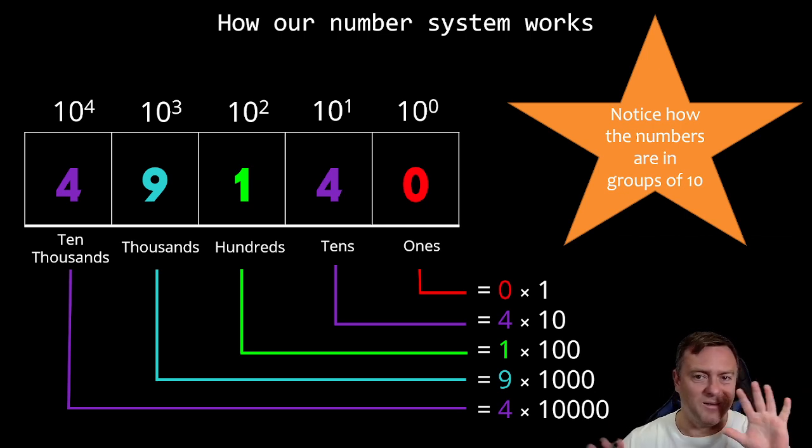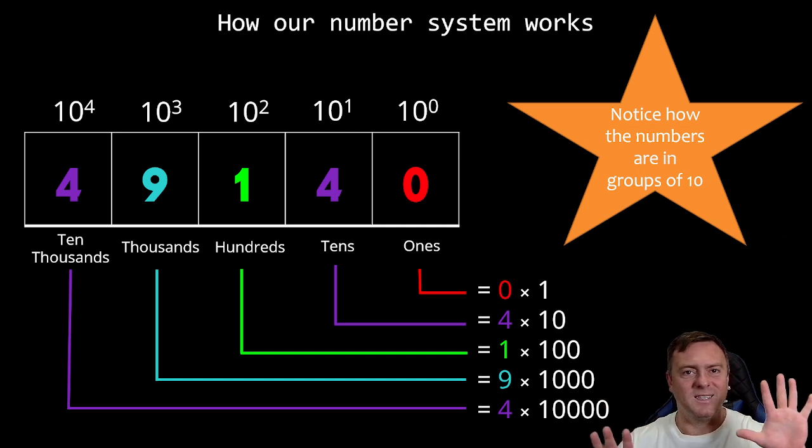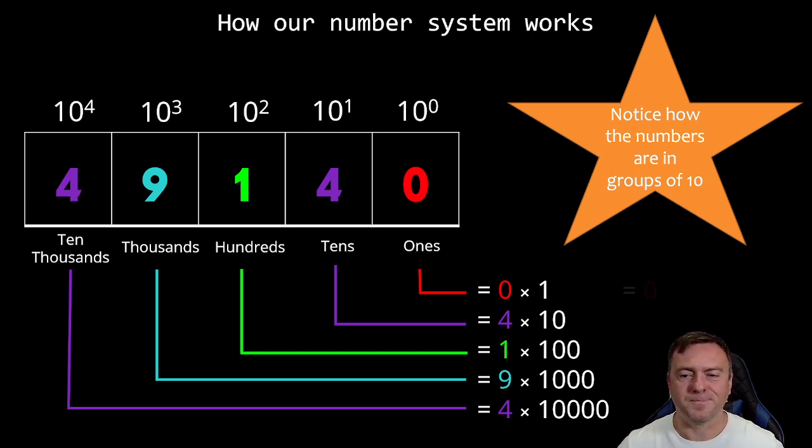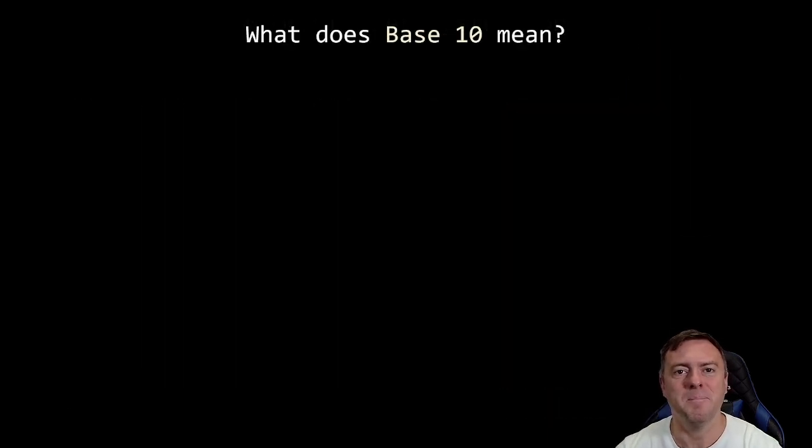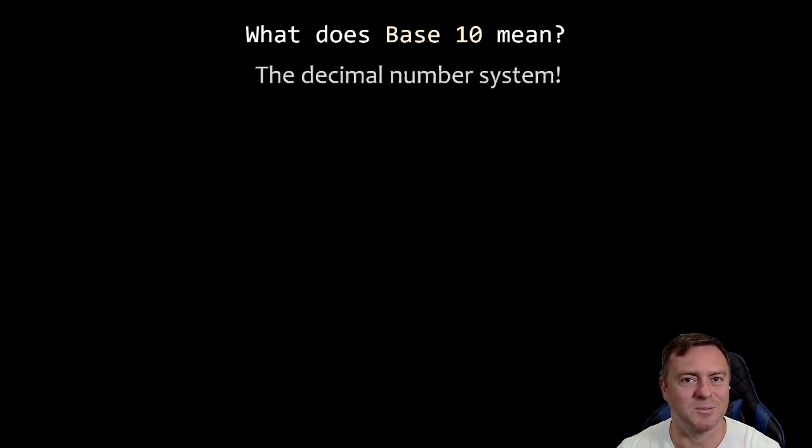Now, if we didn't have 10 fingers, that's where the change happens. So instead of doing groups of 10, a computer actually does it in groups of 2 because they only have 2 options with binary, which is really, really neat. So when we say base 10, that is the number system that we use. So that is the decimal system.